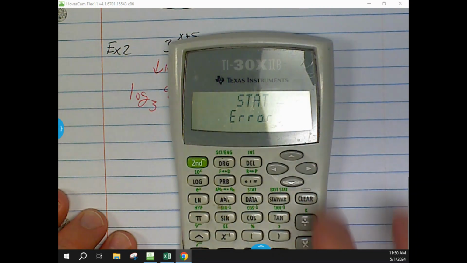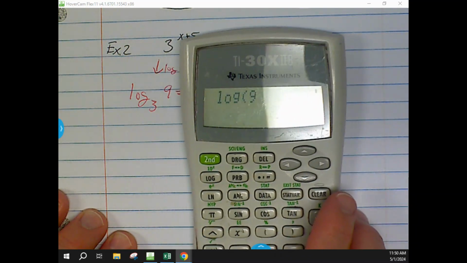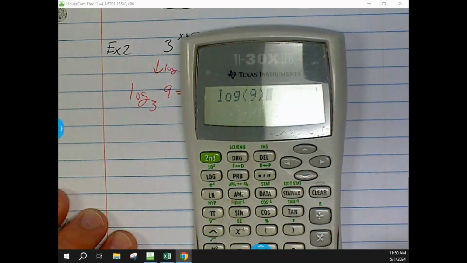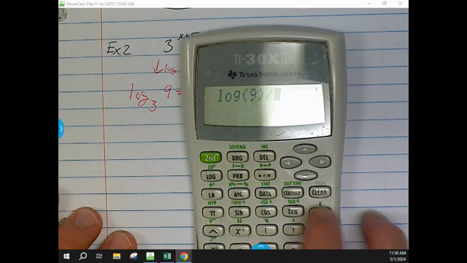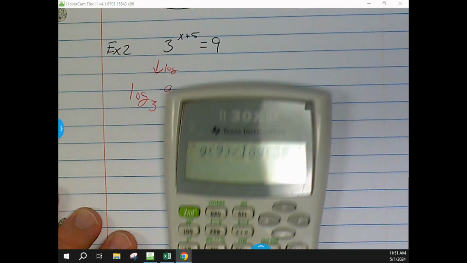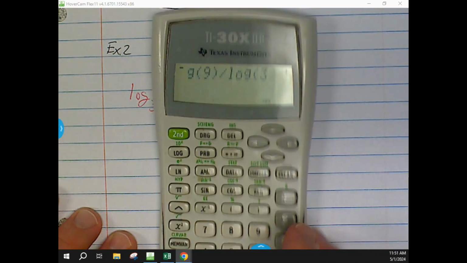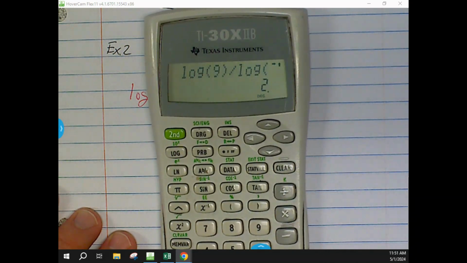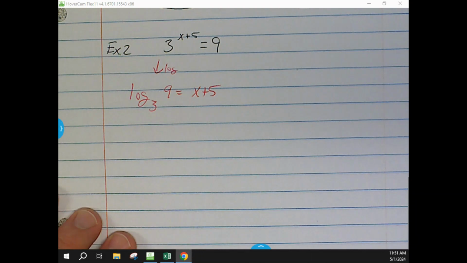All right, let's clear it out there. So let's do log of 9. Again, close off that parentheses and divide by log of 3. So again, when you do your log of 9 at the top, make sure you close it off. If you do that, everybody get 2? Yeah. All right. Anybody not get 2? All right. Everybody got 2, so that's good.